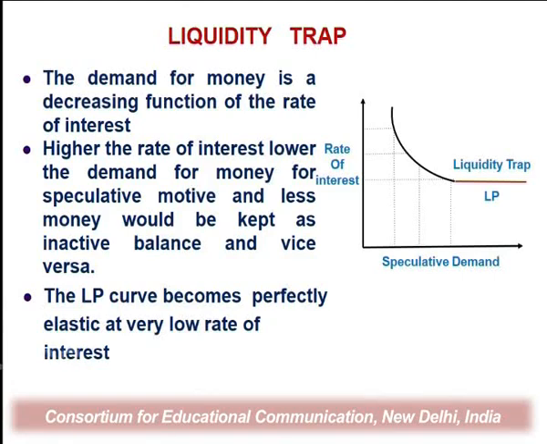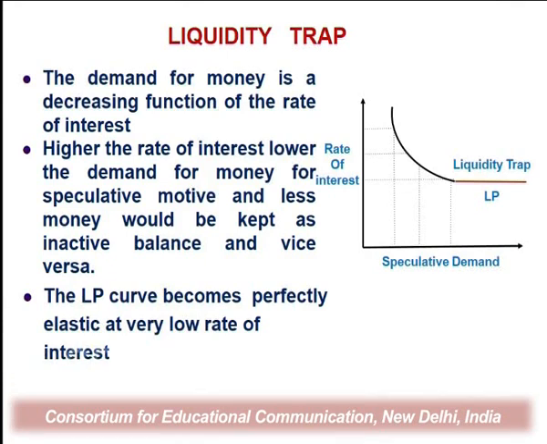If the rate of interest is low, then speculative demand for money will be more. And if the rate of interest is at its minimum, then there will be a liquidity trap. That means people will hold more money and wait for the economy to revive, because at that time the prices of bonds are at the peak and they don't expect the price to go further. So they will hold cash with them instead of investing in the market. So demand for money is a decreasing function of the rate of interest.